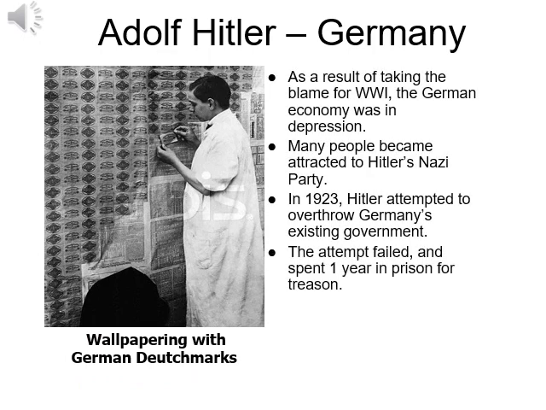Hitler and Nazism both coupled together were able to rise in Germany because, as a result of taking the blame for World War I, the German economy was in a depression. Many German citizens became attracted to Hitler's Nazi party because of that rise of nationalism, because he made them feel proud to be Germans. So in 1923, Hitler attempts to overthrow Germany's existing government.